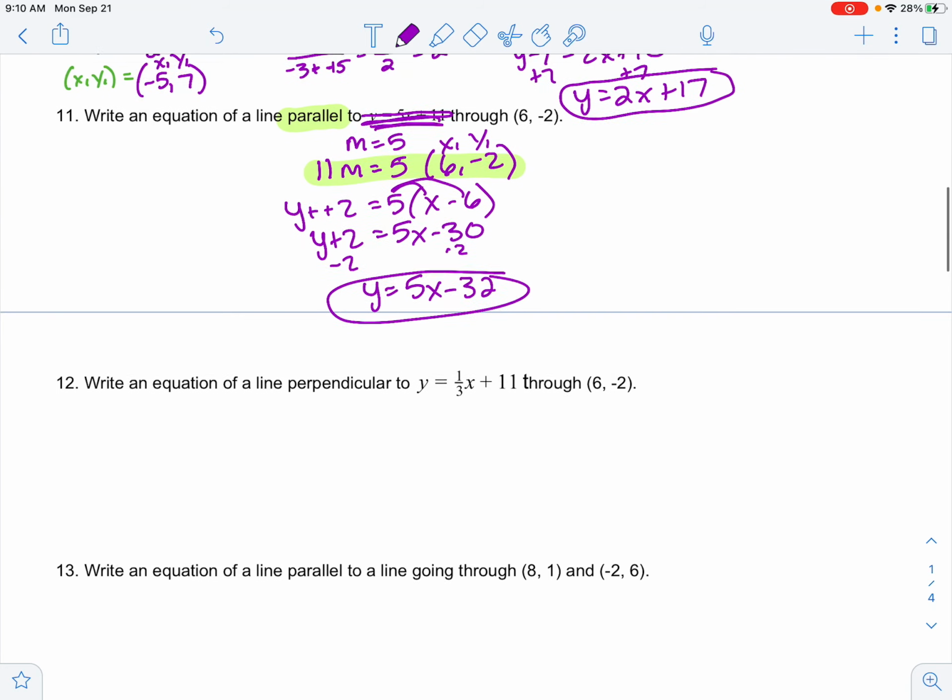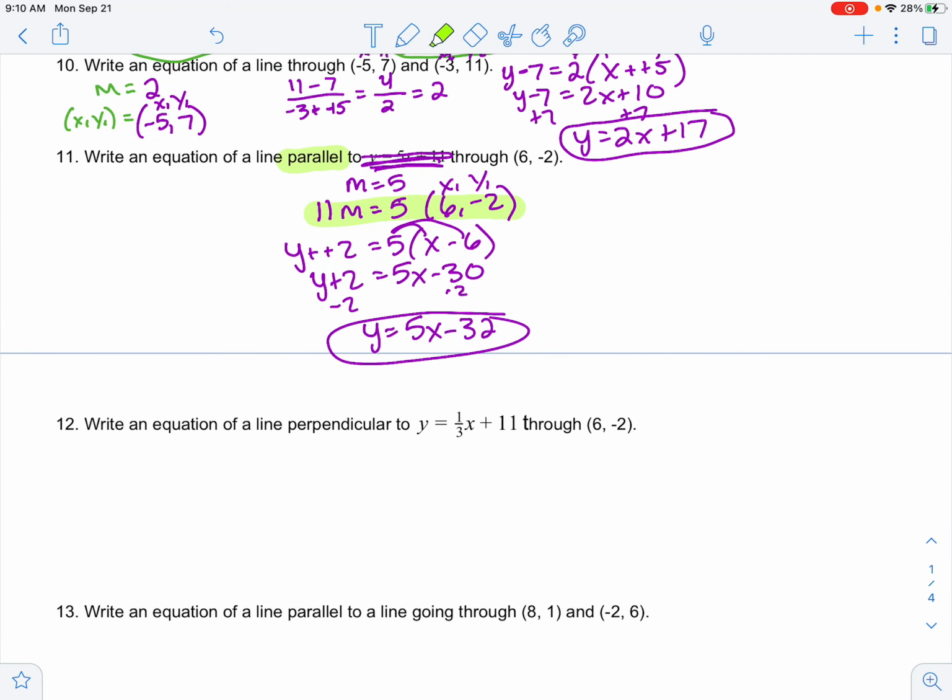All right, let's try number 12. So number 12 wants a line perpendicular. Okay, so my slope from that equation is 1/3. That's the guy in front of the x. I want you guys to pause the video and tell me what the perpendicular slope would be.